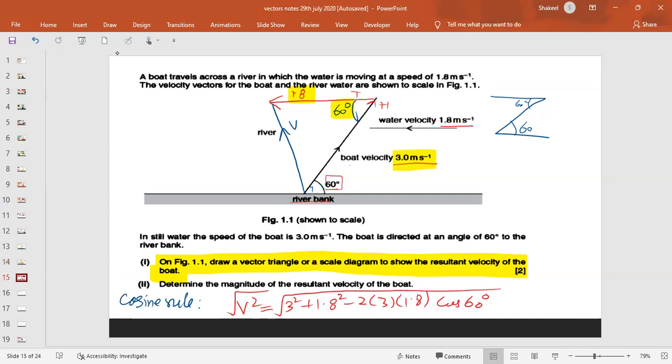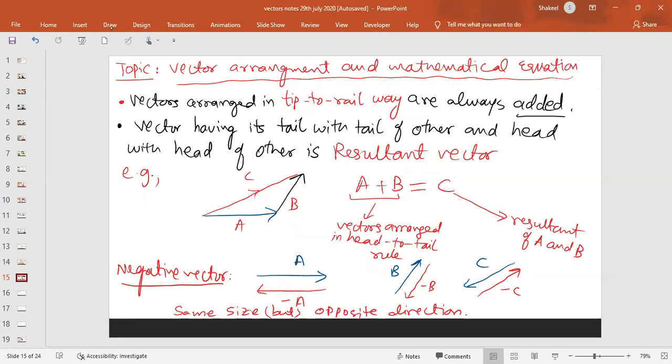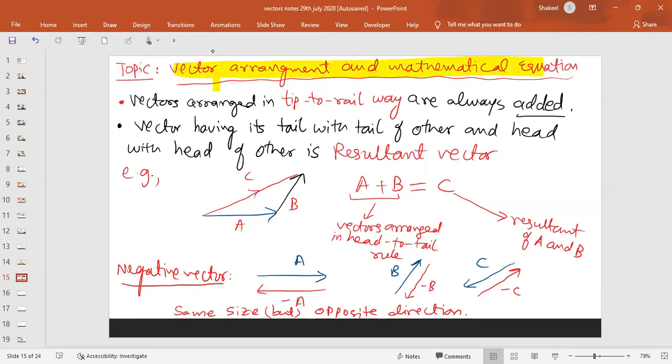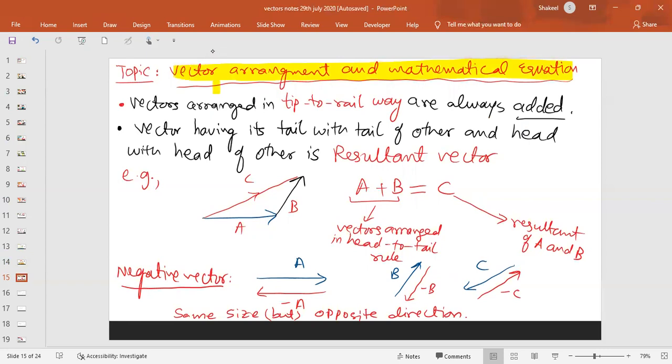Moving forward to the next topic, which is vector arrangement and mathematical equation. This is important in MCQs. So the vectors which are arranged in head to tail rule are always added. And the vectors having their tail with the tail of the other and head with the head of the other is called the resultant. So let's look at this diagram.